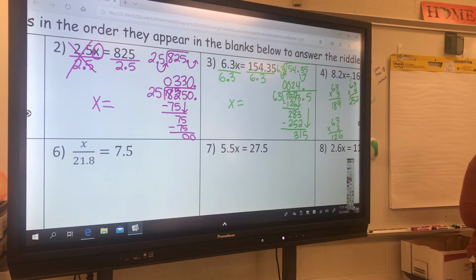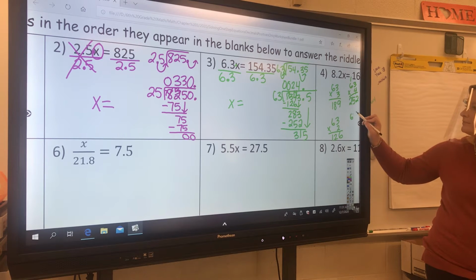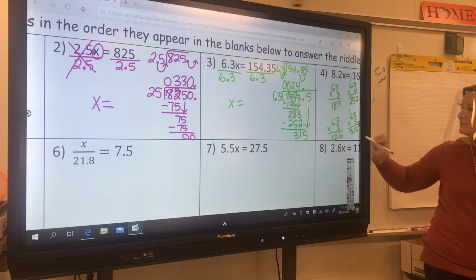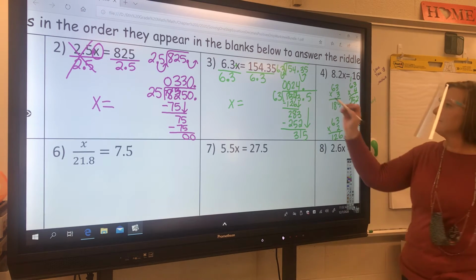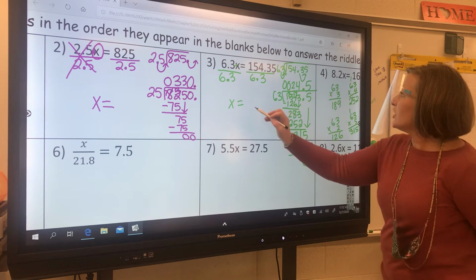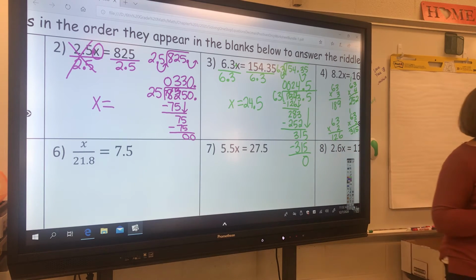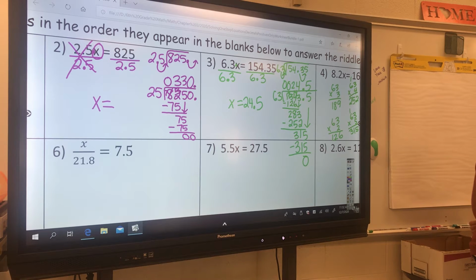All right, how many times will 63 go into 315? Should we try 5? All right. Yep. So x equals 24 and 5/10. Is that an answer choice at the bottom? Yes. So you need to do what to those? Mark them out.